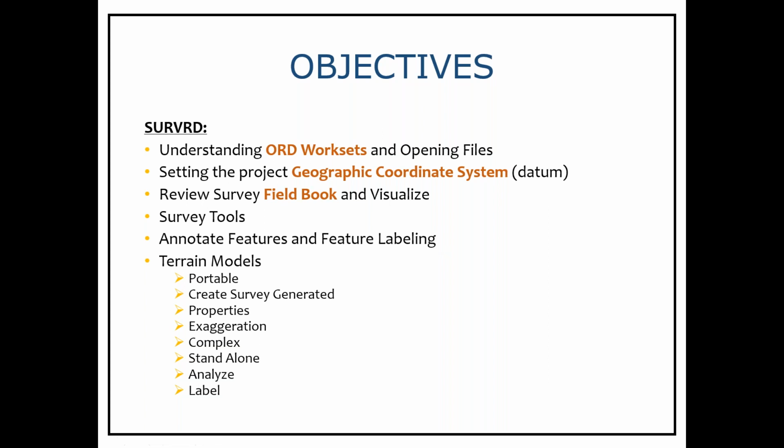You saw labeling last week, so this is just pretty much more of the same, except I'm not going to get into the civil labeler or any of the labeling tools specifically, other than some that show up here in the terrain models. The terrain models are portable. I'm going to go over creating survey-generated issues, properties of the terrain models, exaggeration, complex terrain models, standalones, and how to analyze. There are also some new label tools for labeling a terrain model now.